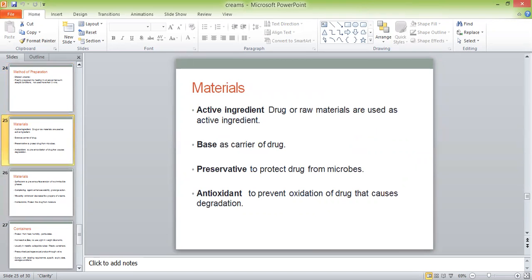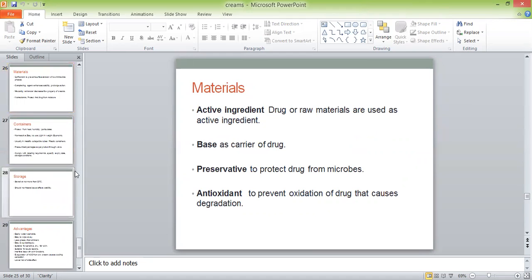What are the ingredients which are required for the preparation of a cream, or what are the components of a cream, or what are the excipients, and what are the active ingredients which are used in the formulation of cream? So active ingredients, as you know, is the active pharmaceutical ingredient, that is the drug or any raw material which is used as an active ingredient. Base is the carrier of the drug, or it is used as a vehicle, or as a solvent, to incorporate the other ingredients into it.